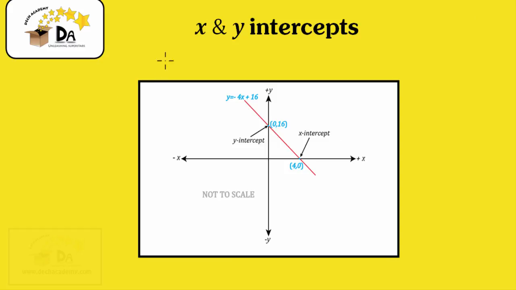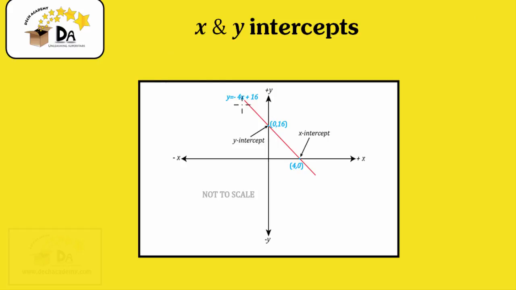properties of graphs. Particular ones are the x-intercept and the y-intercept. And as the name suggests, the x-intercept of a graph is the point where that graph intersects the x-axis. So let's just start slowly. We have a graph here. We have a red line. This line is the plot of this linear equation, y equals minus 4x plus 16. So we have a graph here.